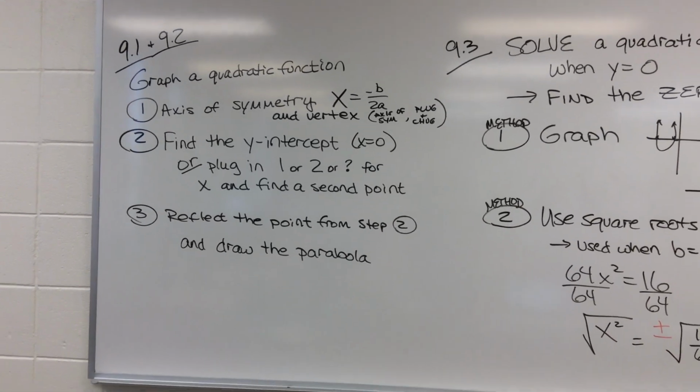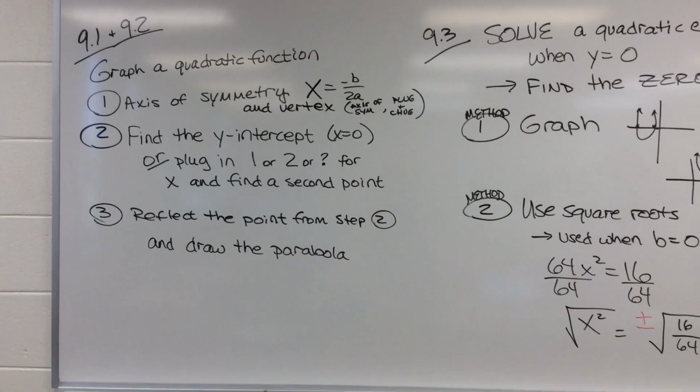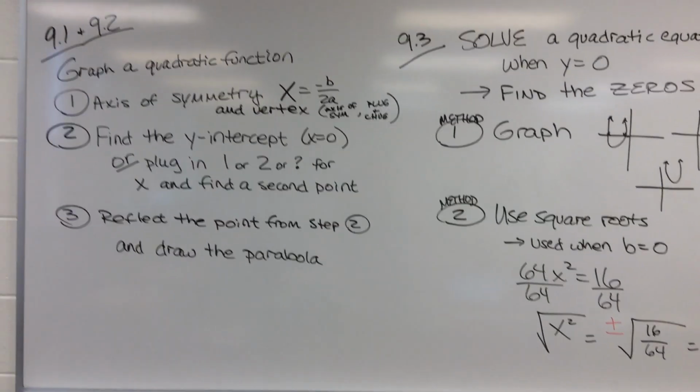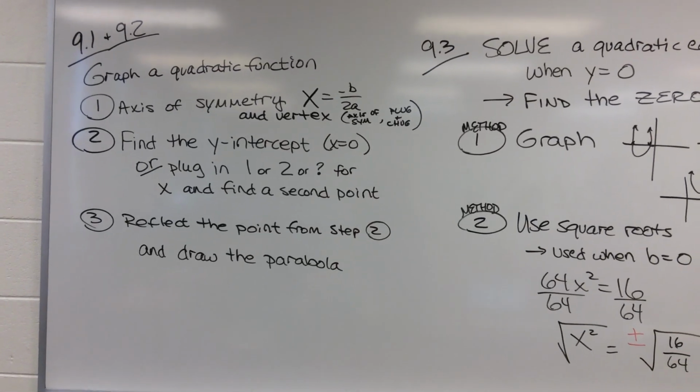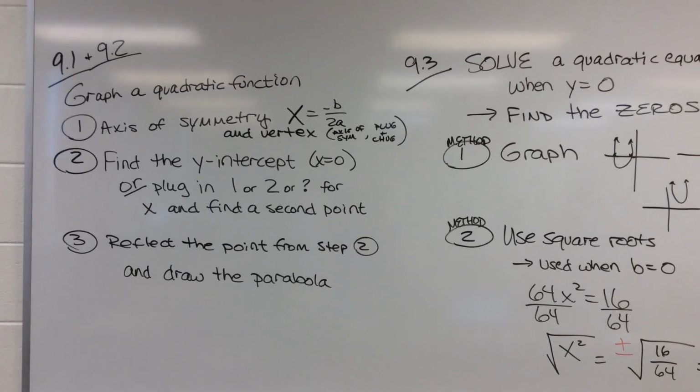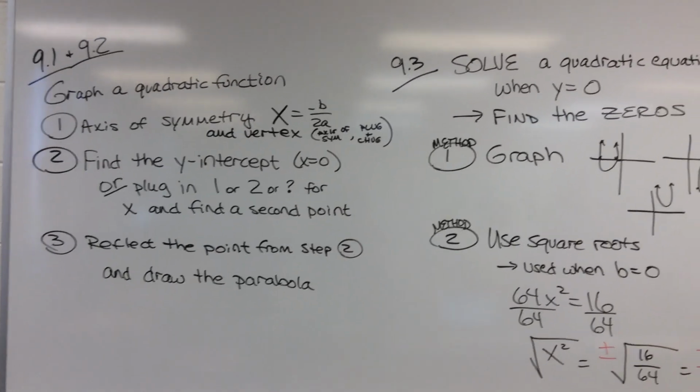And then we reflect that point that we just got in step 2 in order to have our 3 points that we need to draw our parabola. So that was section 9.1 and 9.2. That's how we graph the quadratic function.